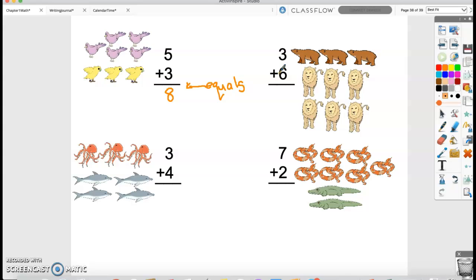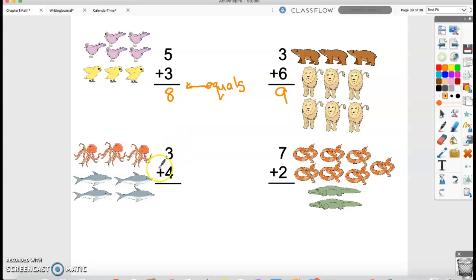All right, let's try 3 plus 6. How much do you think 3 plus 6 is? How many altogether? So I know I have 6, and I'm going to count up. 6, 7, 8, 9. So I have 9. So if you thought that there were 9, great job.